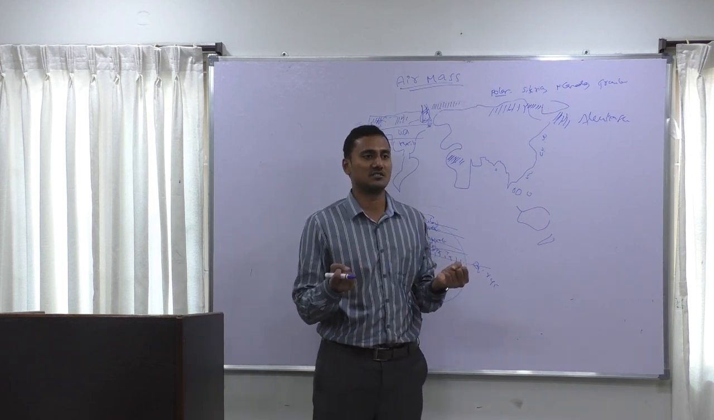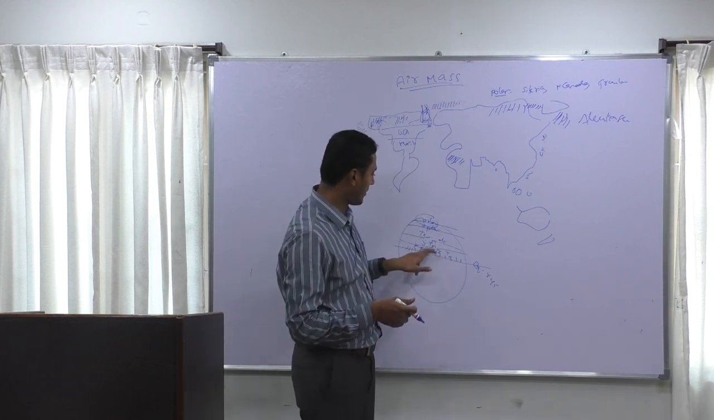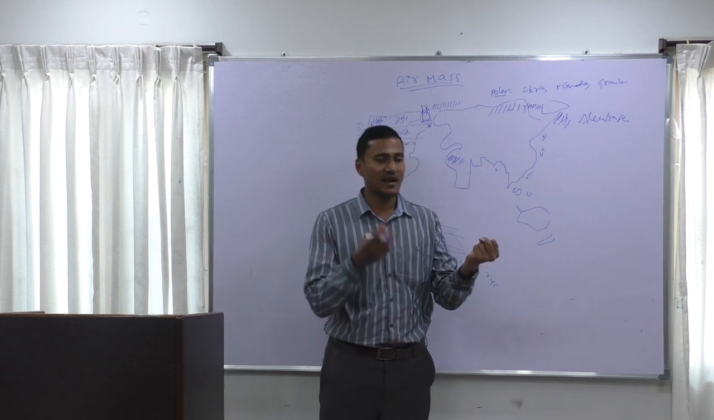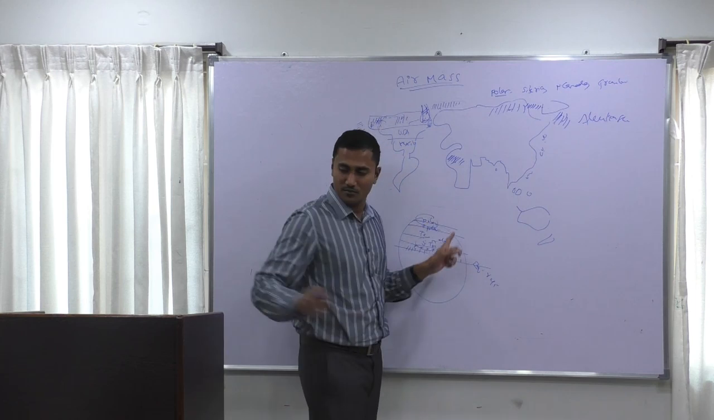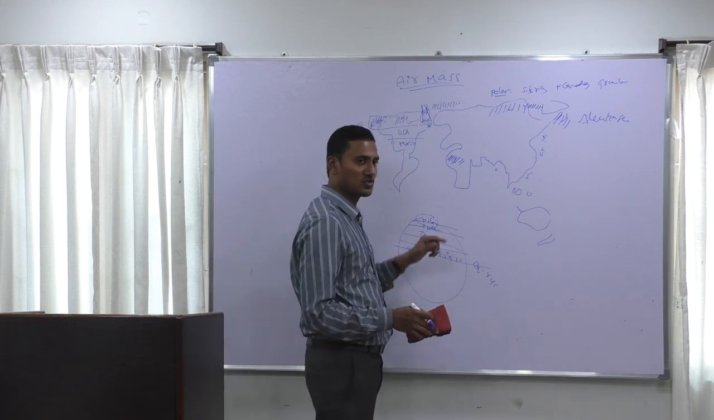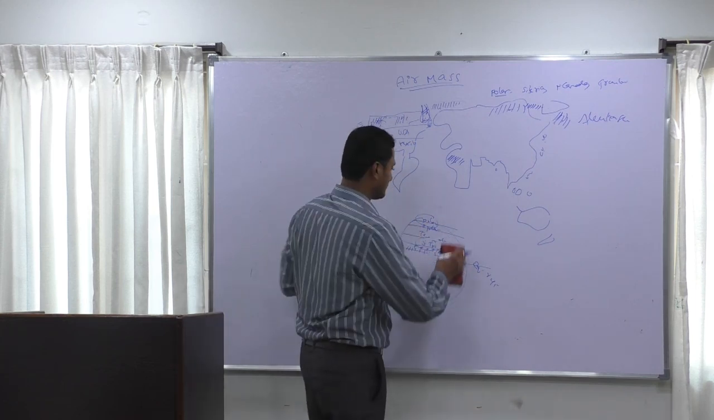So air masses are generally found in polar region and tropical region. Generally they are the source regions. Not subtropical, tropical. Polar and tropical. Mostly they form there. I'm showing this for new students who do not know what is tropical, what is polar, subpolar, okay?